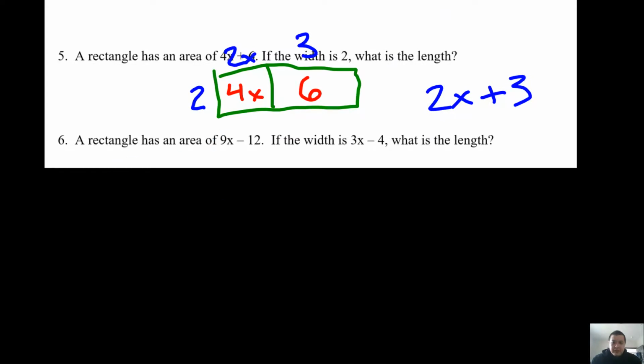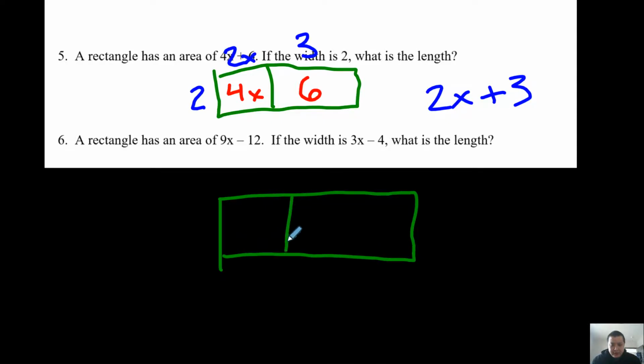In this one, the rectangle has an area of 9x minus 12, so we're going to do the same thing. 9x minus 12, so this is going to have an area of 9x, and this has an area of negative 12. So the width, it says, is 3x minus 4, so I'm just going to change the width to this top part right here and say that this is a width of 3x, this is a width of negative 4.